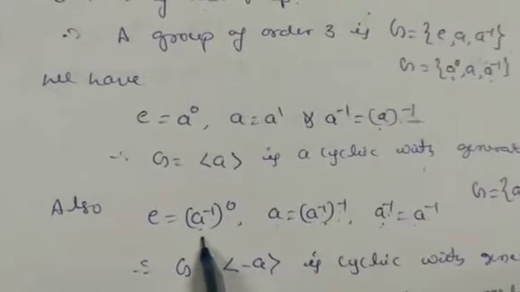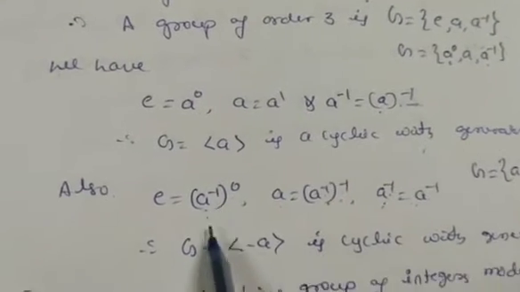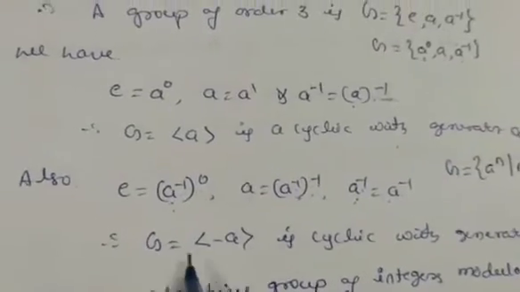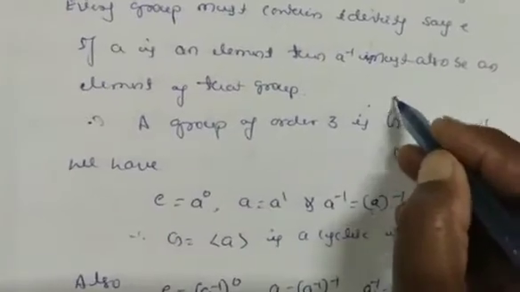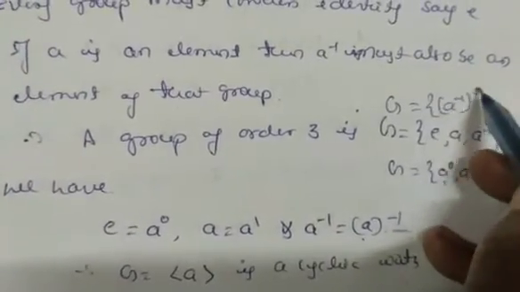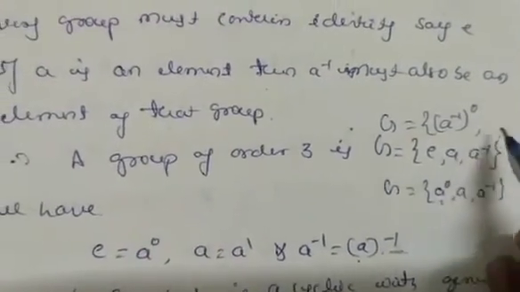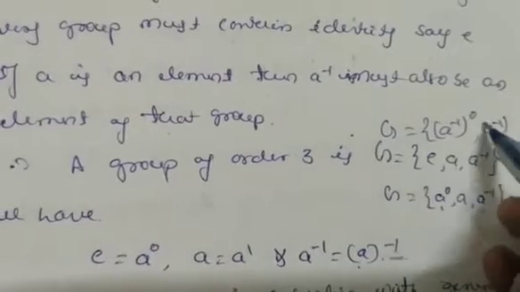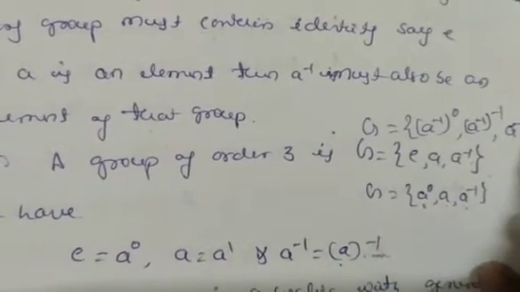That is, all the elements are in terms of what here? All the elements are in terms of a to the power of minus 1. Therefore G is a cyclic group generated by a to the power of minus 1. So it can also be written that e is nothing but a to the power of minus 1 whole raised to 0, because anything to the power of 0 is 1. And this a is nothing but a to the power of minus 1 whole to the power of minus 1. And this a inverse is a inverse only.